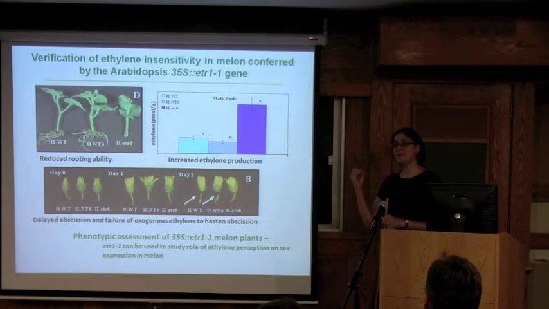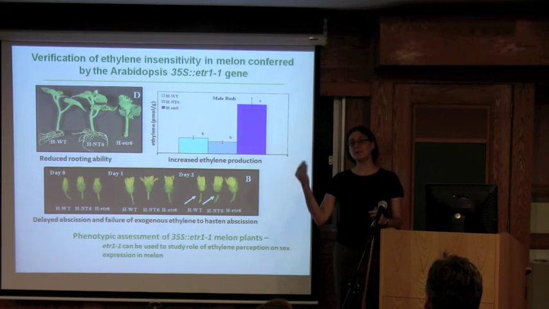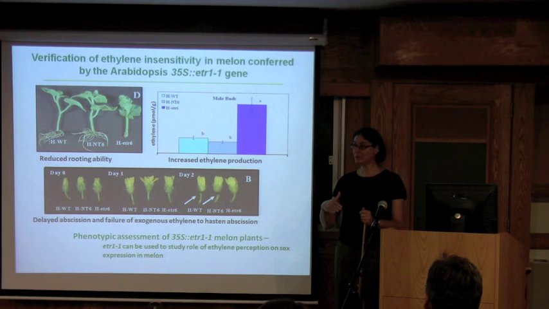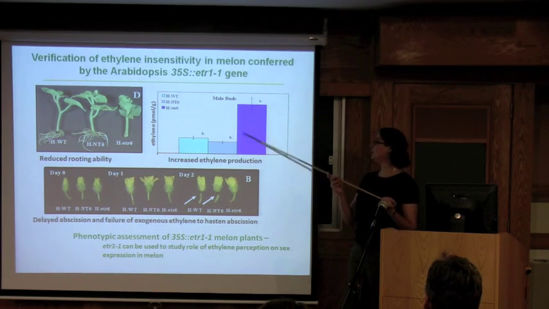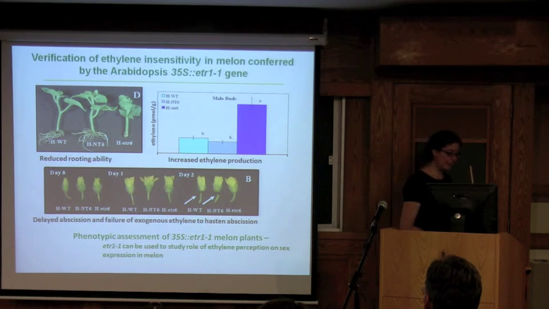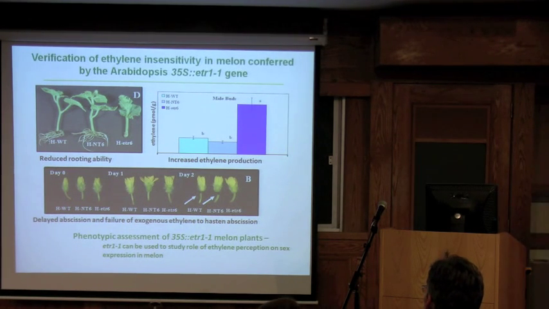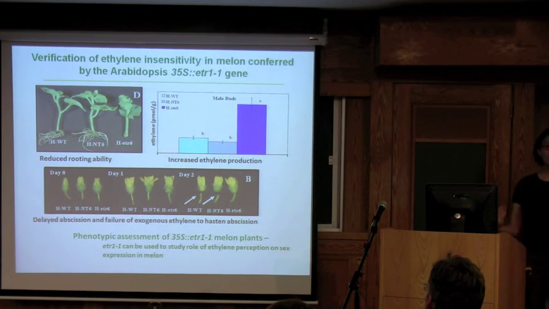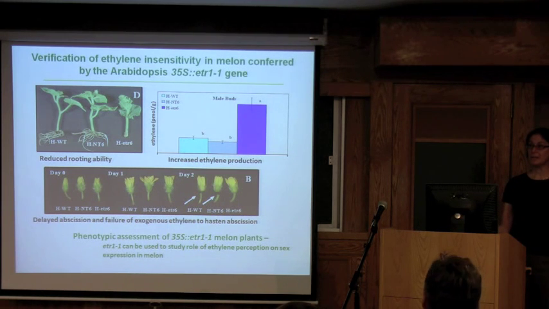They're unable to perceive the ethylene. Normally, if they perceive the ethylene, there would be feedback inhibition in the level of ethylene produced. Now they don't know, so you see an increase in ethylene produced. So this convinced us that the ETR1 gene from Arabidopsis was capable of inhibiting ethylene perception in melon plants. What effect did it have on sex?